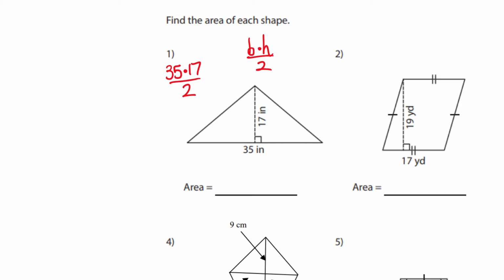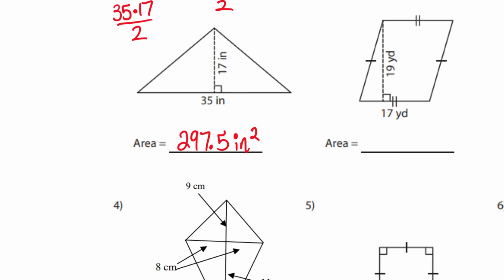Yep, y'all going to need calculators. Grab them quick. All right, 35 times 17 divided by 2 is what? Okay, 297.5 inches squared. Now on your retest in just a second, pay attention because some of the answer choices on there are testing whether you're paying attention to the units. So make sure you watch for the units on your retest.